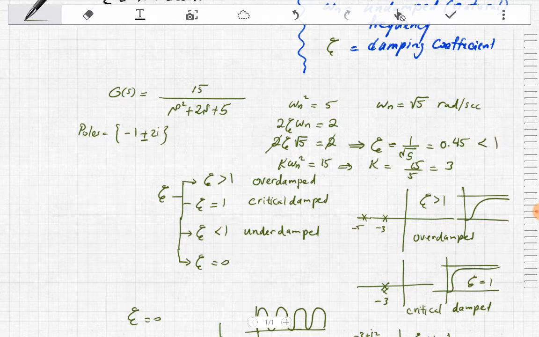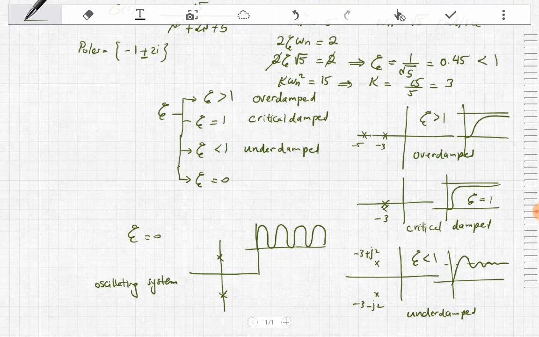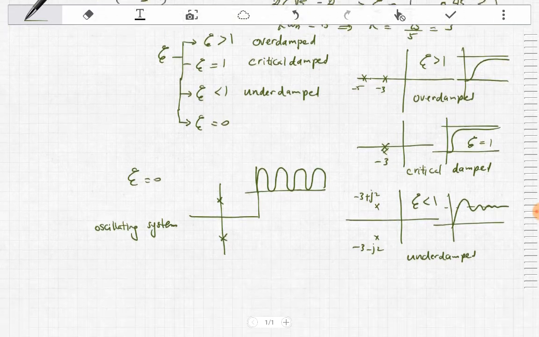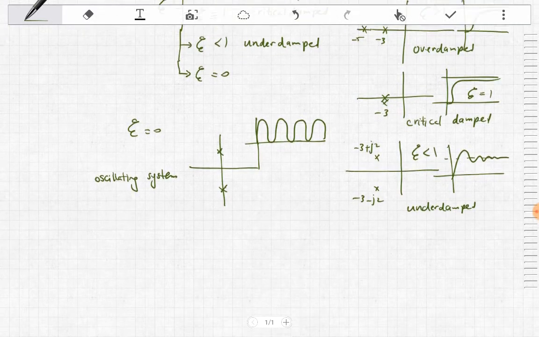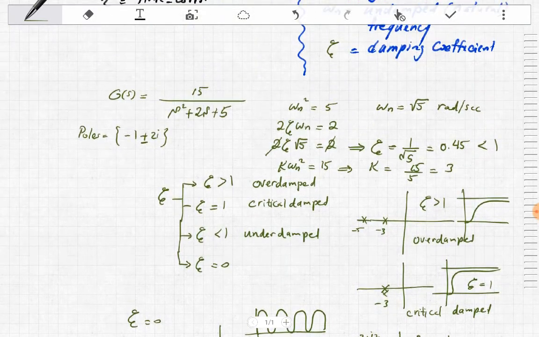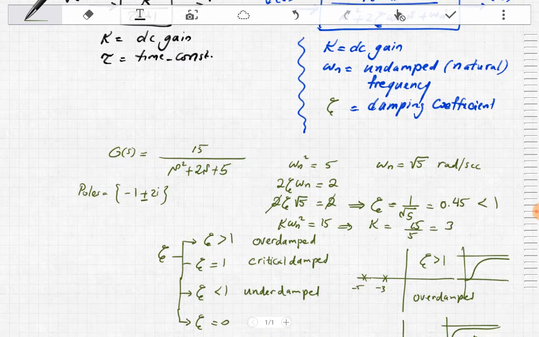It means even before you do the analysis or the simulation, you will know that the type of the response to the step input will look like that. Damped oscillation. When you say omega n, we call it undamped frequency or natural frequency.